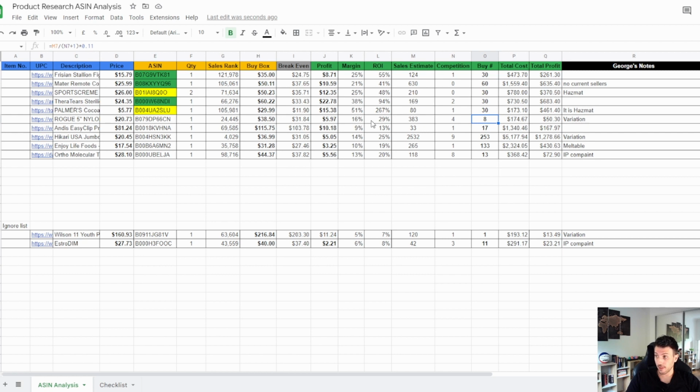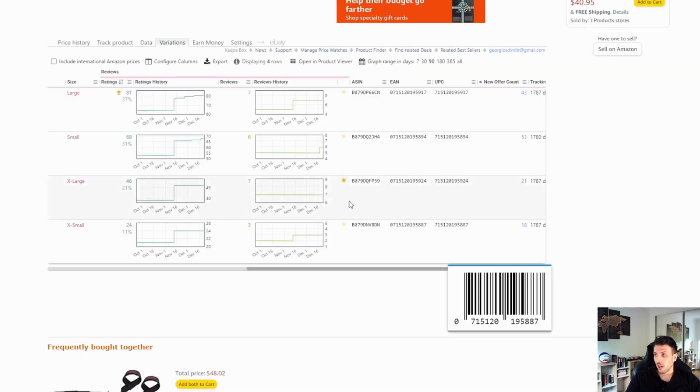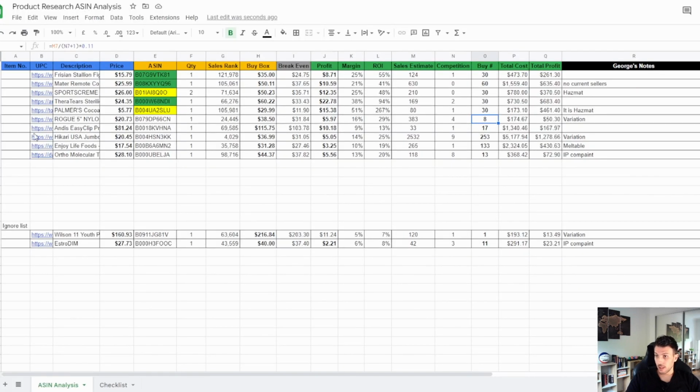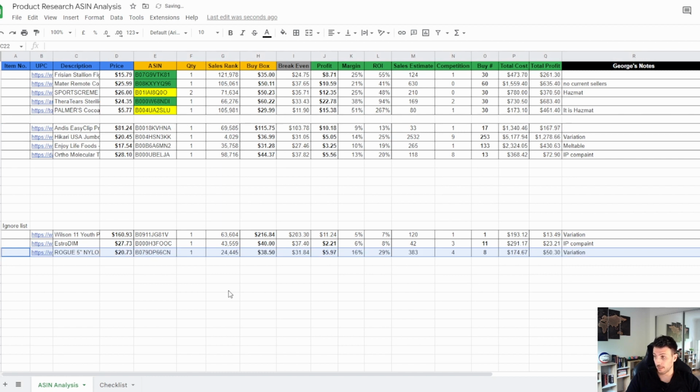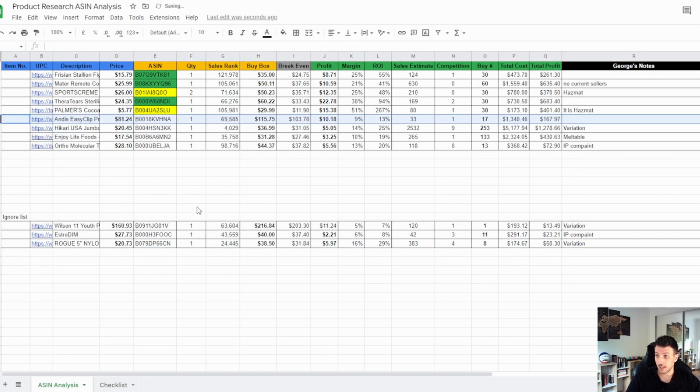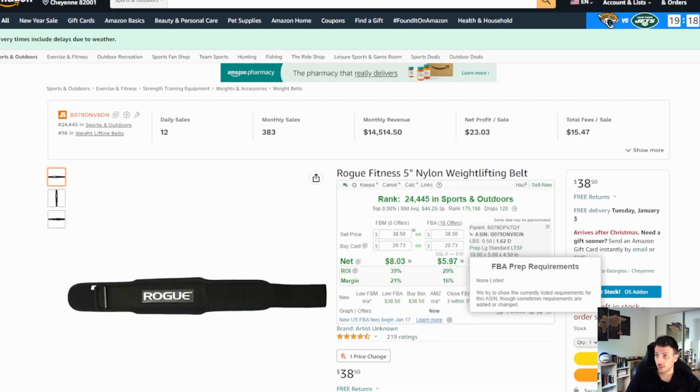$50.30 is the profit based on that. I would not consider it based on the profit. It's a low profit, not really worth it. Nothing compared to the other ones that we were looking at earlier. So I'm deleting that one as well. Okay, let's check out this one here. We're pretty much getting towards the end of these.